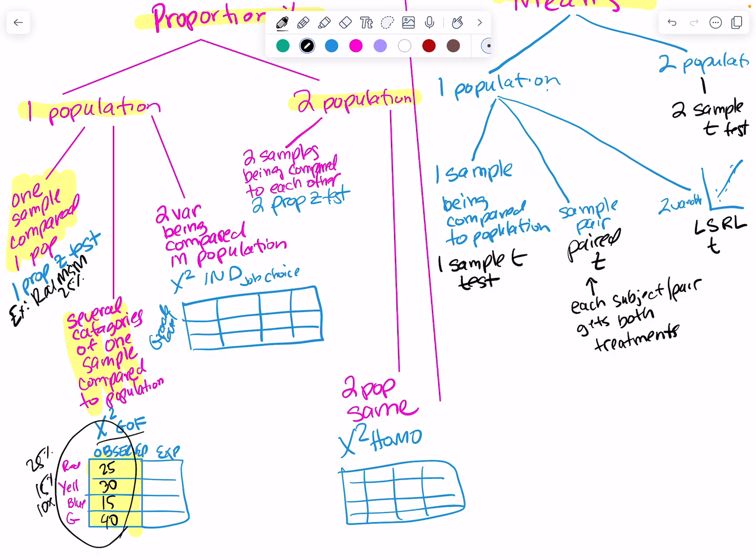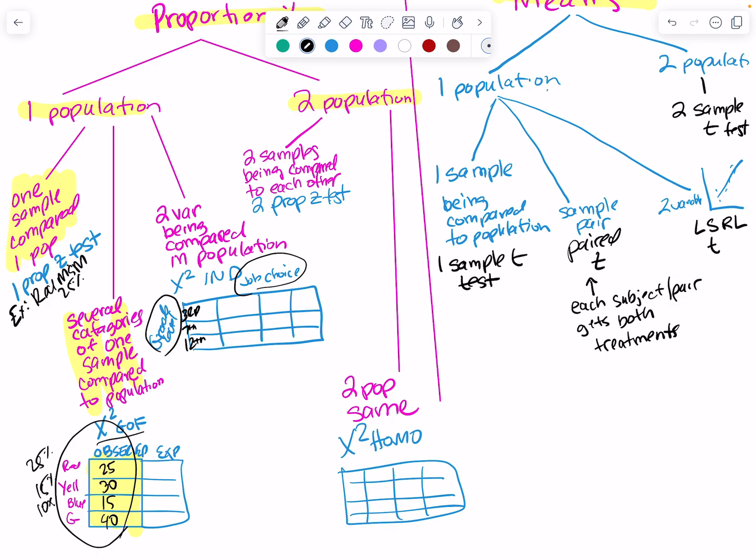Okay, if it's one population but I have two variables being compared, that's a chi-squared independence. Say, for instance, this is grade level and job choice. Remember when you were in second grade and asked what you wanted to be? What proportion of people want to be firefighters, police officers, astronauts, jobs like that, in different grade levels? Maybe we'll try third grade versus seventh grade, and then 12th graders, and see if the age is independent from the job choice.